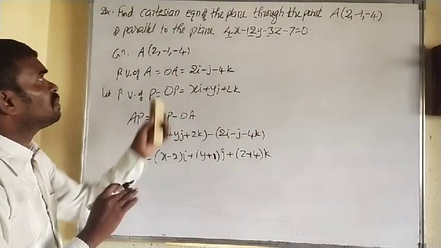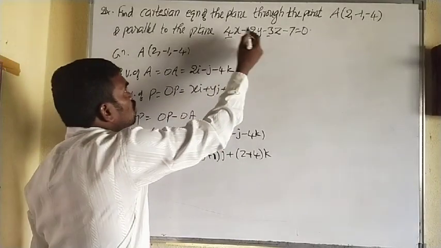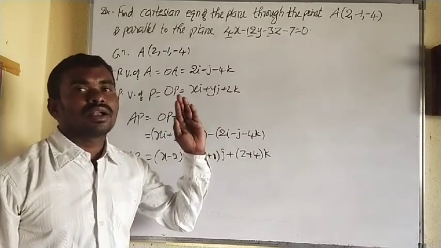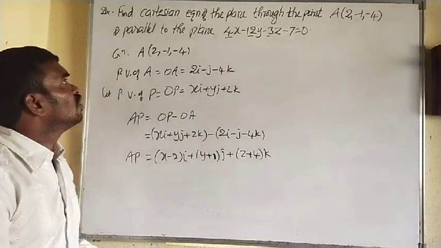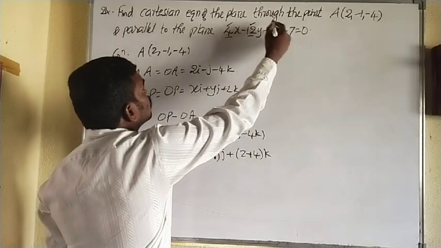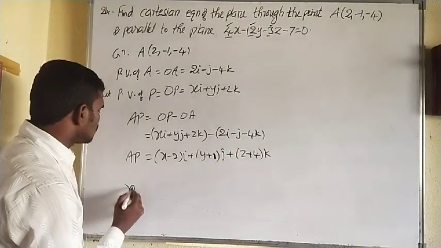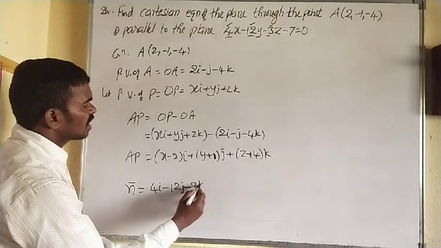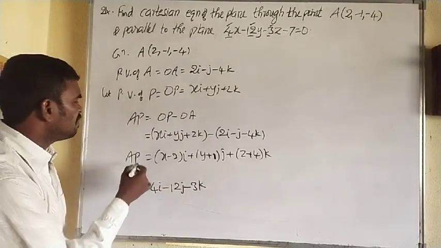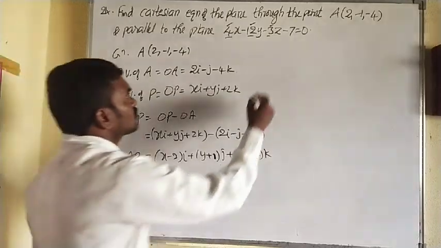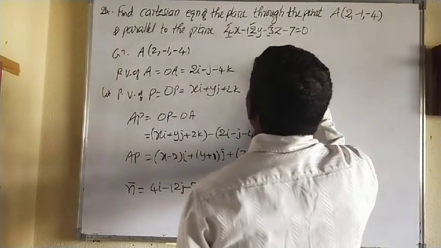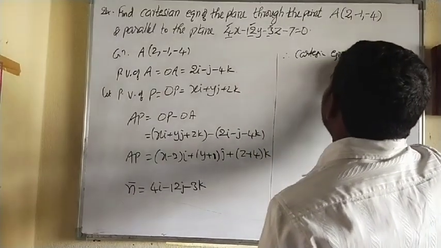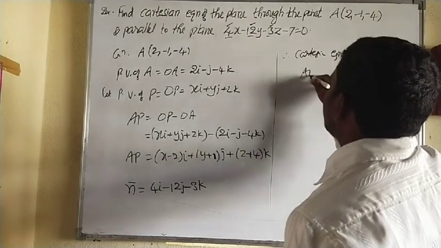And the parallel plane is also given. See, when the parallel plane is given, the x coefficient, y coefficient, z coefficient are called direction ratios normal to this plane. So we can take these 4, -12, -3 as one more vector, small n bar, equal to 4i - 12j - 3k. So now the vector equation is AP dot n = 0. Therefore the equation of the plane is AP dot n bar = 0.